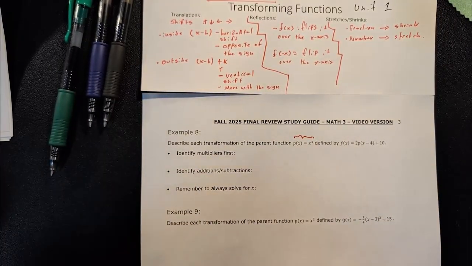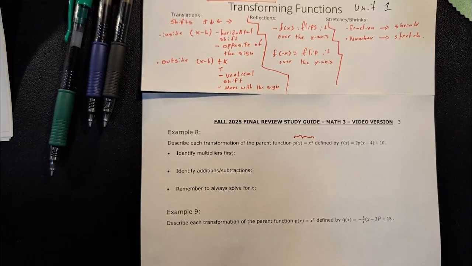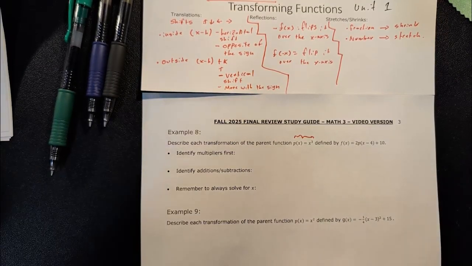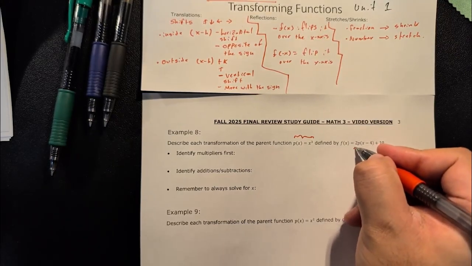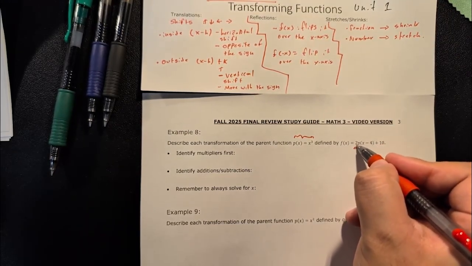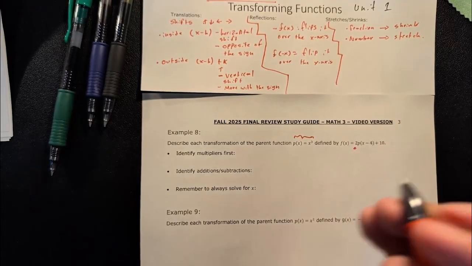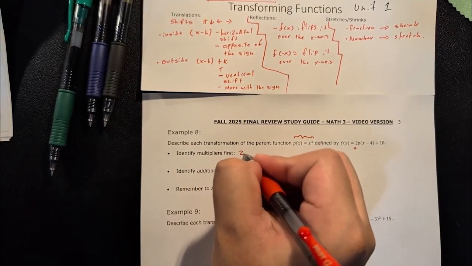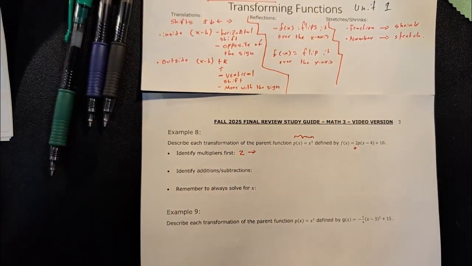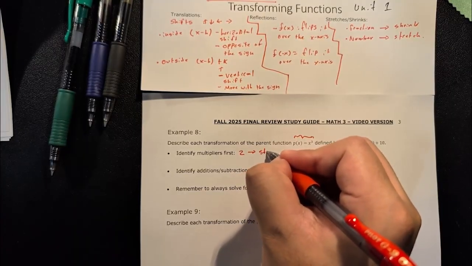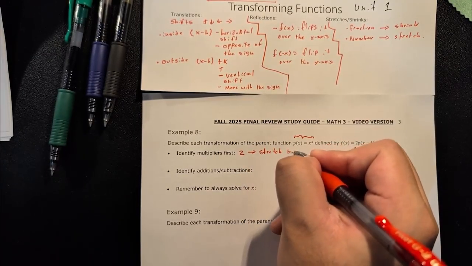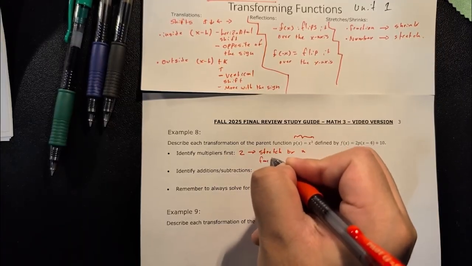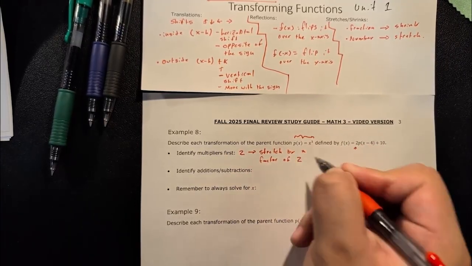Multipliers first. When you think of multipliers, what do we think that is? It's something that's getting multiplied by. So here my multiplier is going to be this. What is my p of x being multiplied by? We have a multiplier of 2. So this means it's going to be a stretch by a factor of 2.